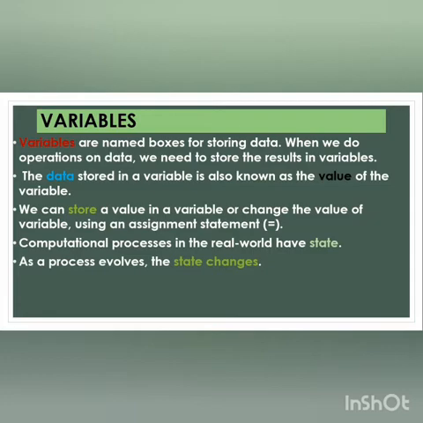So, as I said previously, the value of A is 5. Then we have changed the value of the variable as A is equal to A plus 5. Now the value is A is equal to 10. So, as a process evolves, when we process the input, when we process the value, the state changes.